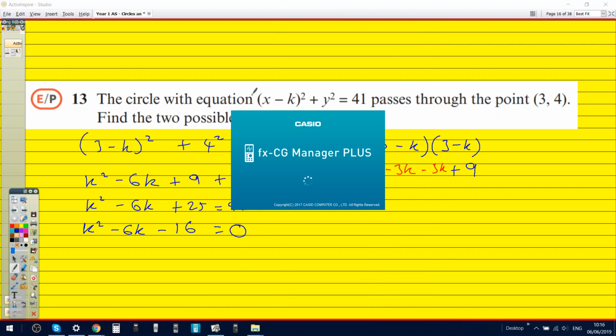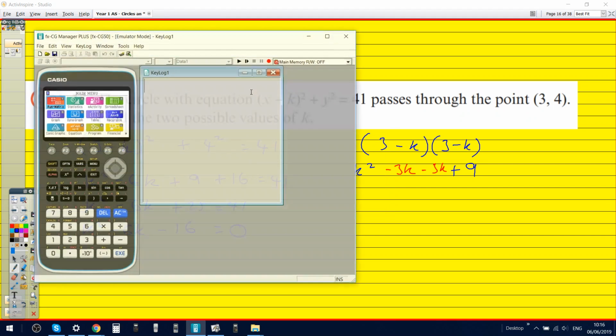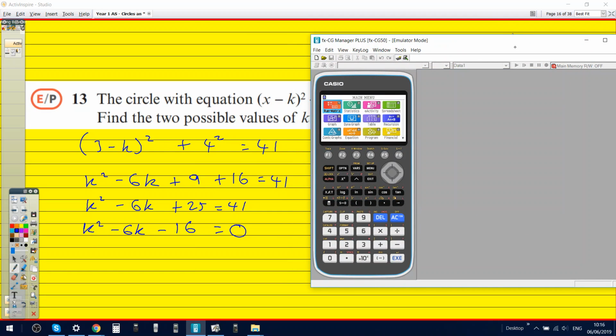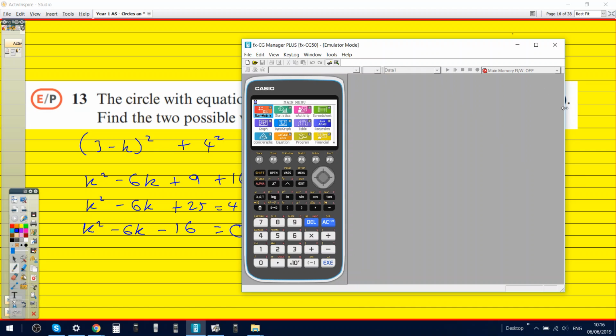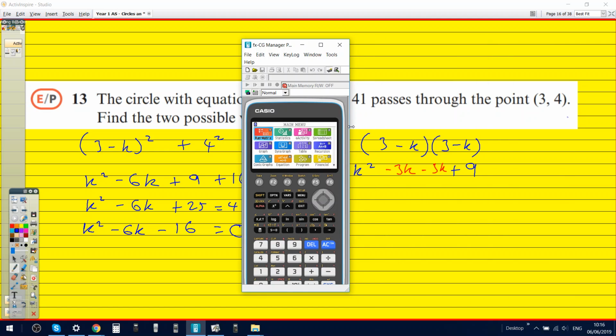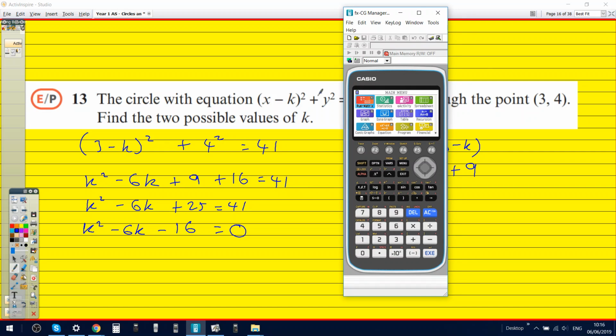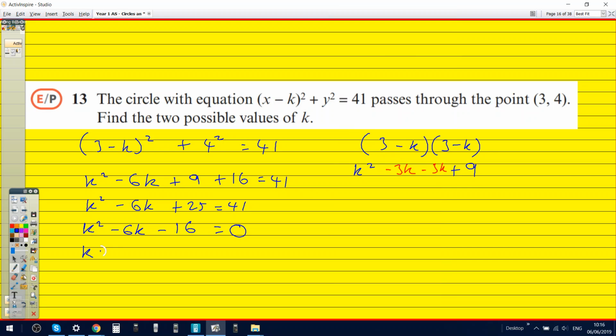So equation. To what degree is it? 2. Oh sorry, polynomial 2, yeah, because it's squared. Minus 6, minus 16. 8 and minus 2. Okay, so k equals 8 or k equals minus 2.